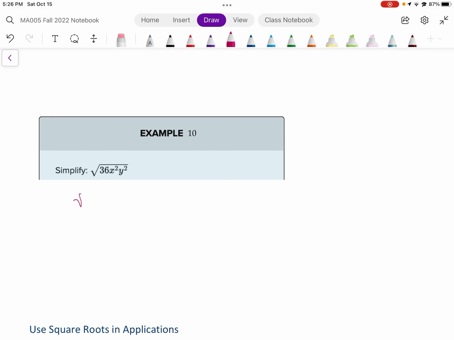All right, so hopefully you thought 36 is 6 squared, x is x squared, y is y squared. So this becomes 6xy. The square root of 6 squared is 6. The square root of x squared is x, and so on.